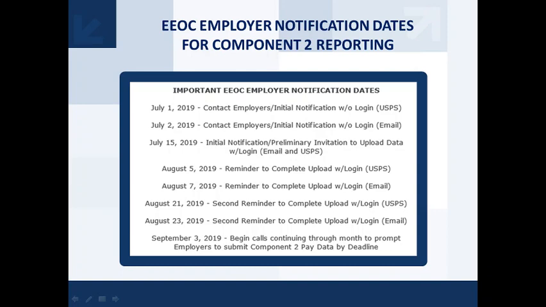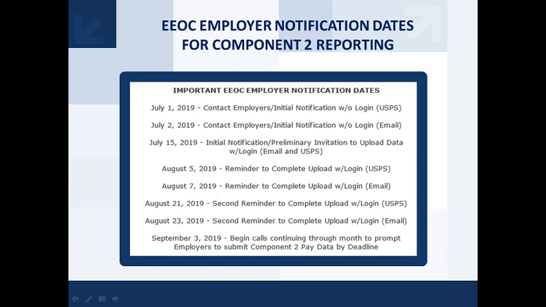July 1st, 2019, an initial notification to employers without login via USPS. On July 2nd of 2019, an initial notification to employers without login via email. On July 15th of 2019, an initial notification and preliminary invitation to upload data with login sent via both email and USPS. On August 5th of 2019, a reminder to complete the upload with login via USPS. On August 7th of 2019, a reminder to complete upload with login via email.